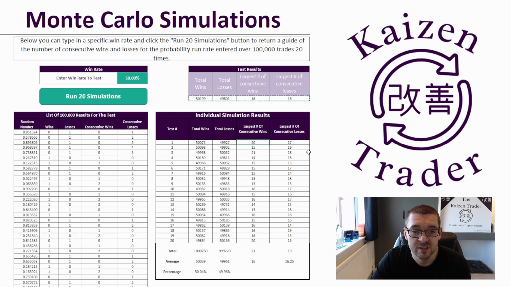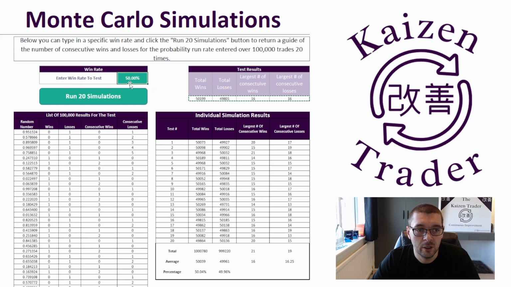So at a 50% win rate, you can see here we've had 21 winners in a row, and we've had 19 losers in a row several times. So this is quite a common occurrence. What we need to do is make sure that we can withstand up to 20 losers, 21 losers really, in a row on a 50% win rate.